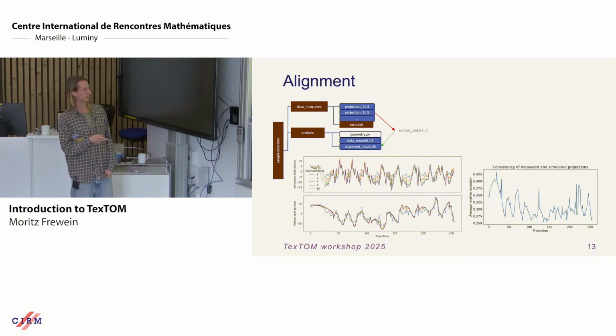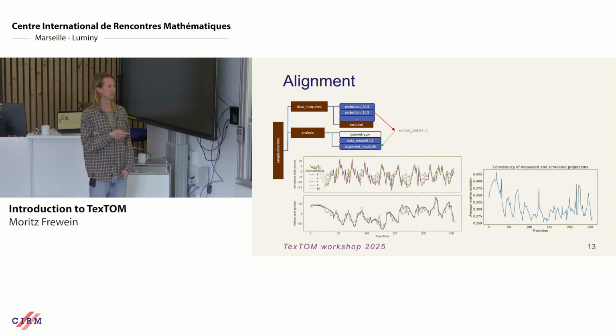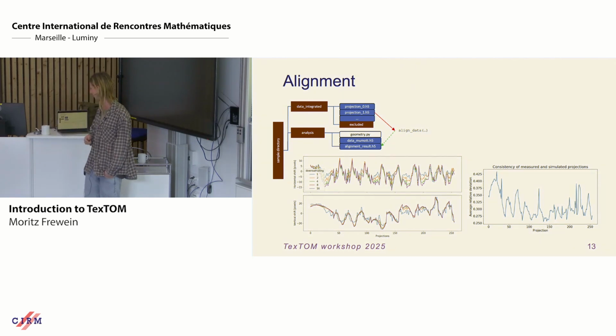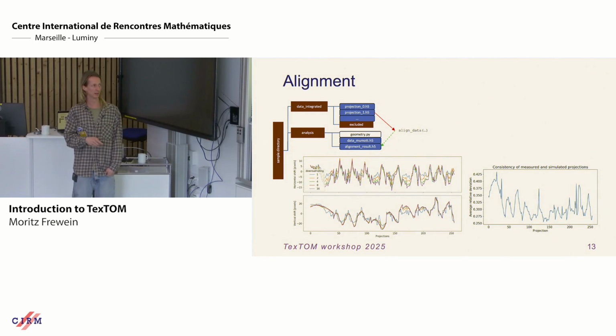And then it returns this plot where you can see the consistency of the map of the alignment for each projection. You can check the individual projections. I will show you later how to do it, but in general, this looks quite good. There is no really high disagreement between the measured and the simulated ones.